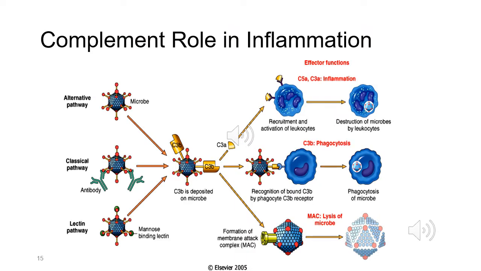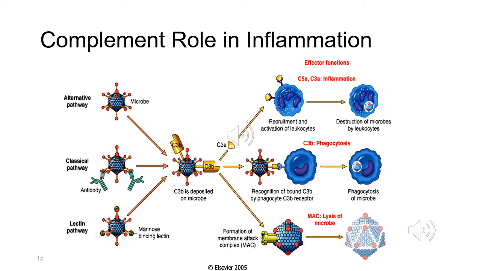So again, to summarize, there are three pathways: the alternative pathway, the classical pathway, and the lectin pathway. As we mentioned, the alternative is activated by the microbe products. The classical pathway is activated by the antigen-antibody complex. The lectin pathway is activated by the mannose-binding lectin. Eventually, this will lead to the activation of the cascade, and C3b is deposited on the microbe as an opsonization process, and then will activate the different pathways.